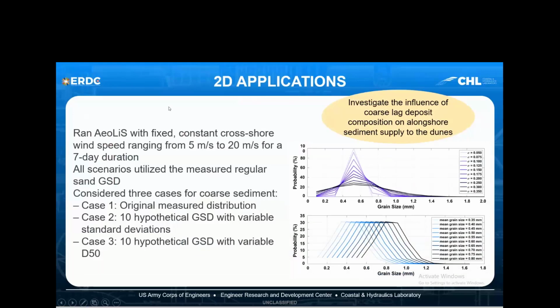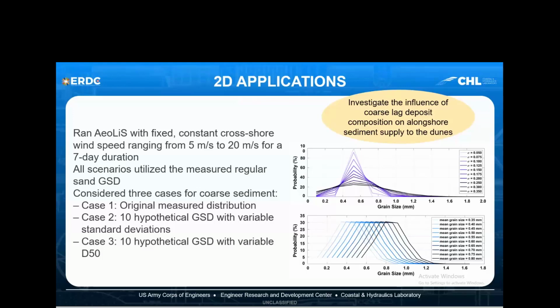So starting first with looking at the influence of the individual coarse lag deposit compositions on the alongshore sediment supply to dunes. This is done by running Aeolus with a fixed and constant cross-shore wind speed ranging from 5 meters per second to 20 meters per second. So we did a 5, 10, 15, and 20. Each simulation was run for 7 days, and all of the different cases used the measured regular grain size distribution that I had shown earlier. So it had the D50 of 0.32 millimeters.